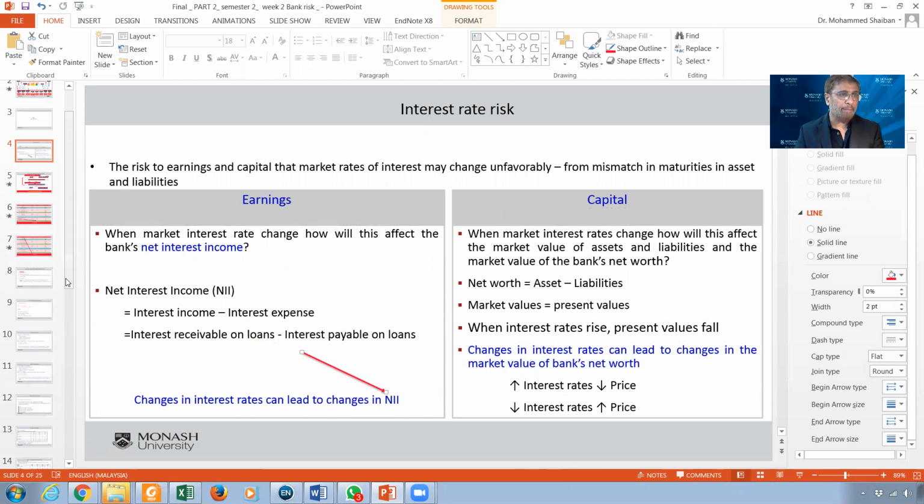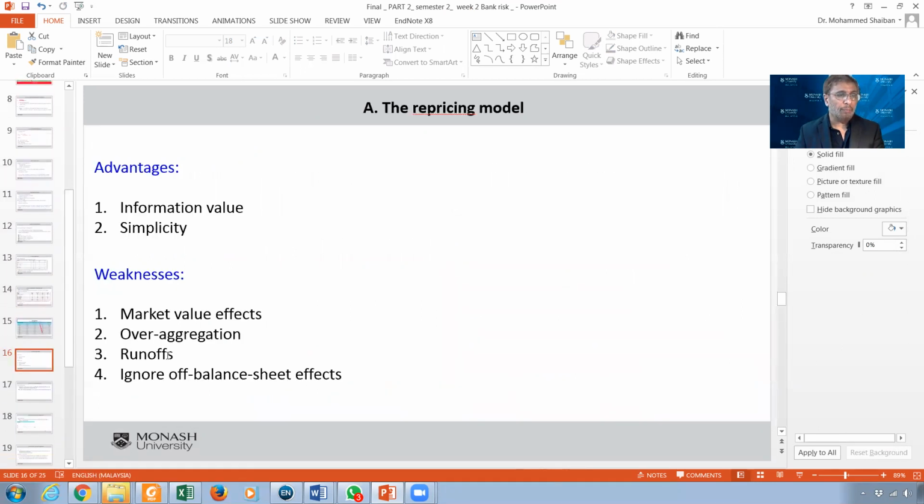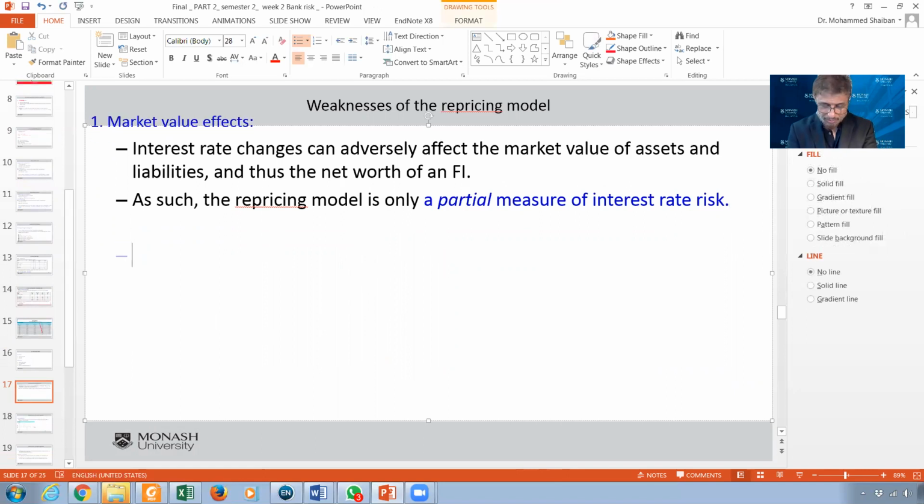Now, what is the other thing? So it's a partial measure of interest income. As such, the repricing model is only a partial measure of interest rate risk, which takes care only of net interest income, or the changes in the net interest income.